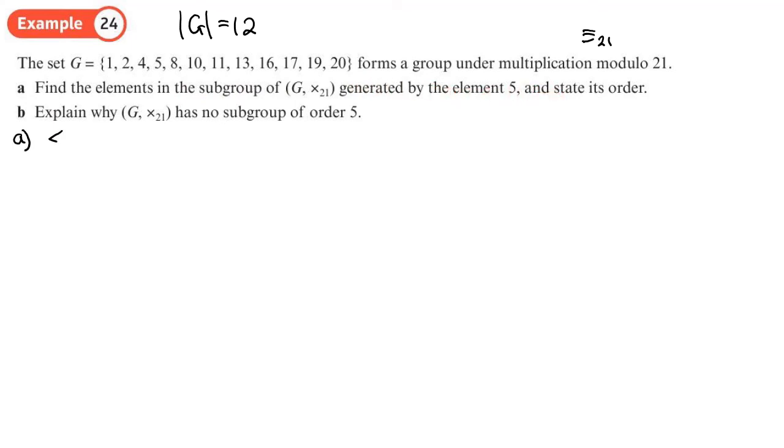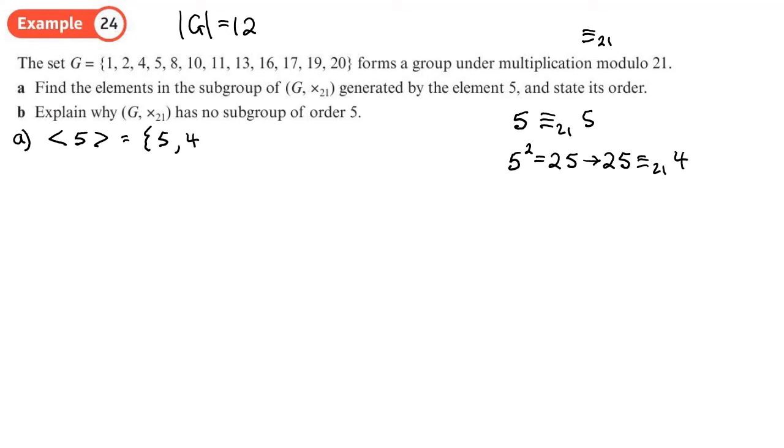Right, so what does 5 generate? Well, the first one's going to be 5, because we know that 5 in modulo 21 is just 5. Next one, because it's multiplication, is going to be 5 squared, which is 25. And 25 in modulo 21 is going to be 4. So let's write down the next element. Next one is 5 cubed. So that's 125.